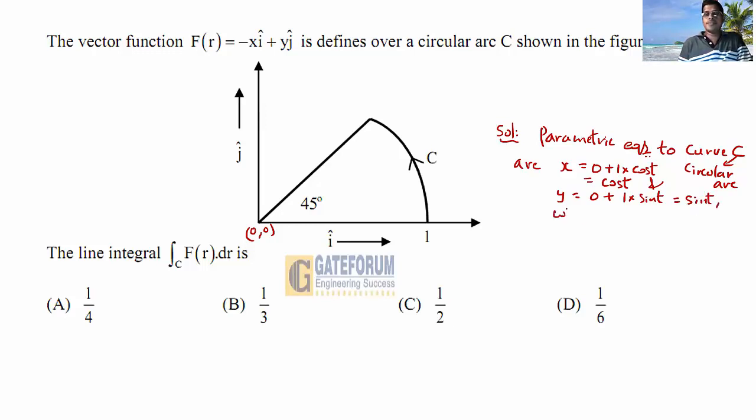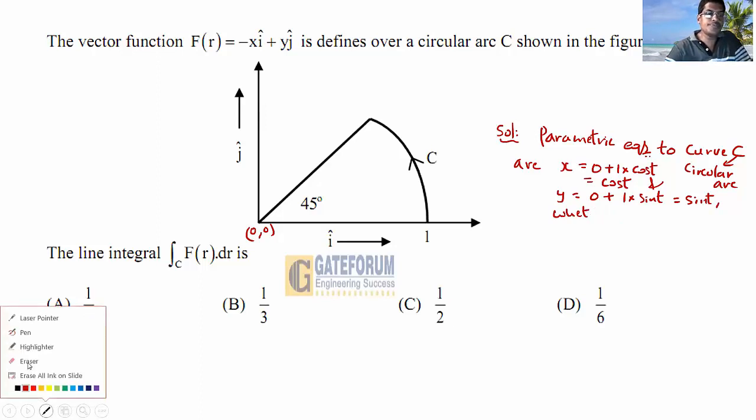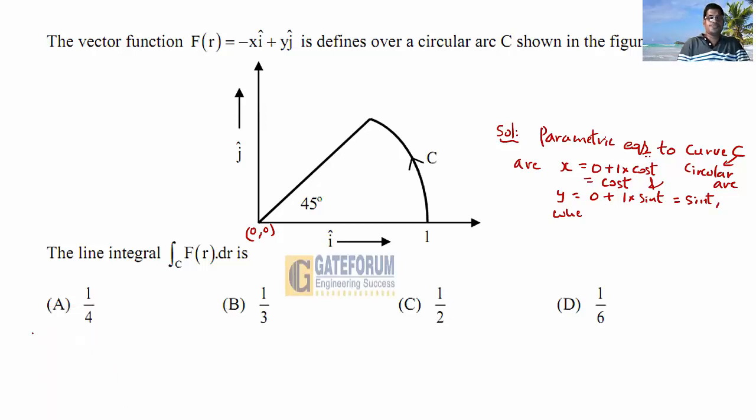Where t is the parameter, and for the t limits, the arc makes an angle up to 45 degrees. On the x-axis, the t value is 0.